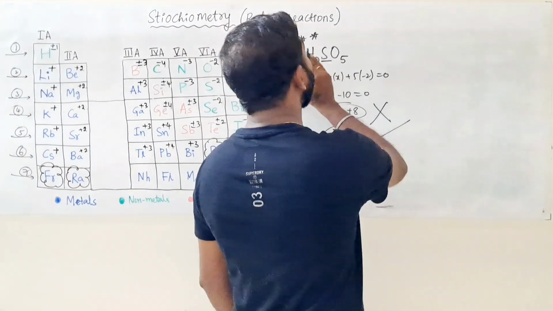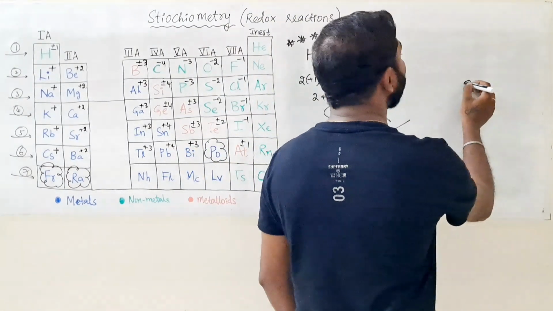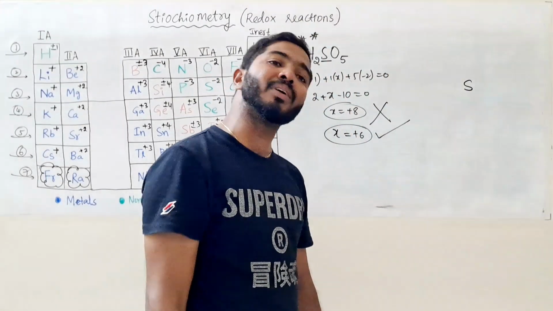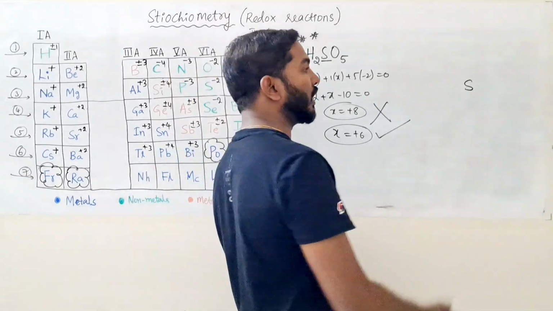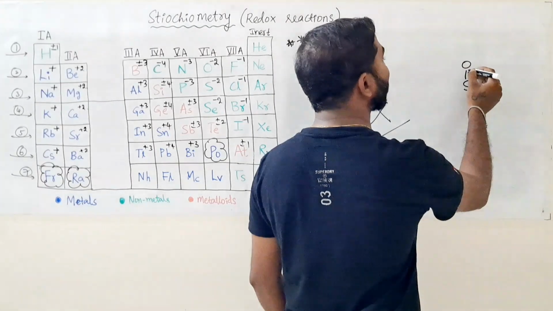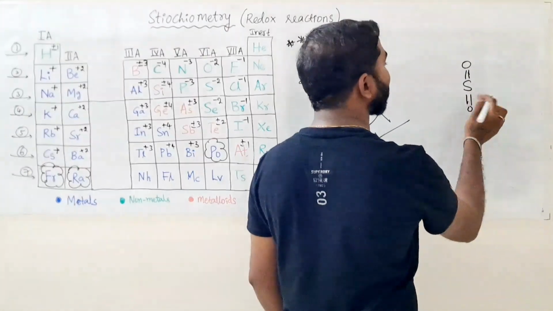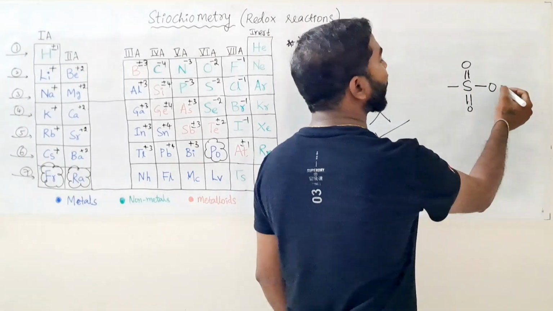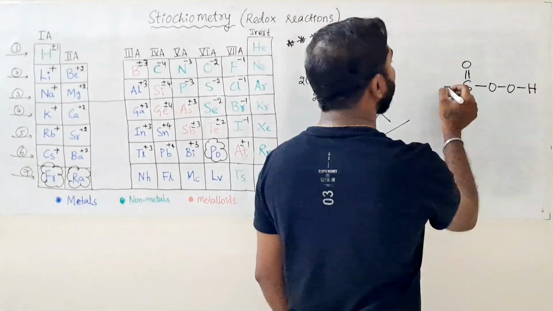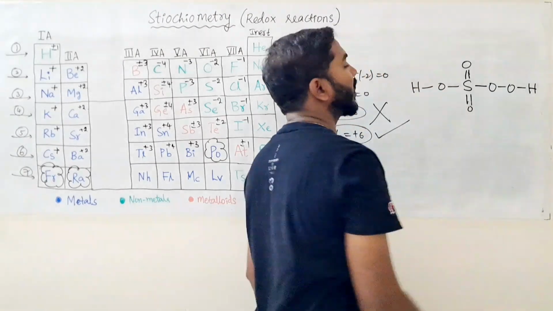Suppose you see the H2SO5 structure, sulfur is the central atom. Its group number is 6. The maximum number of bonds it can form is 6. Among them, we can have 2 double-bonded oxygens, and now the remaining 2, 4, 5, 6 are completed. Then we can have OOH, and then there is one more oxygen-hydrogen bond.